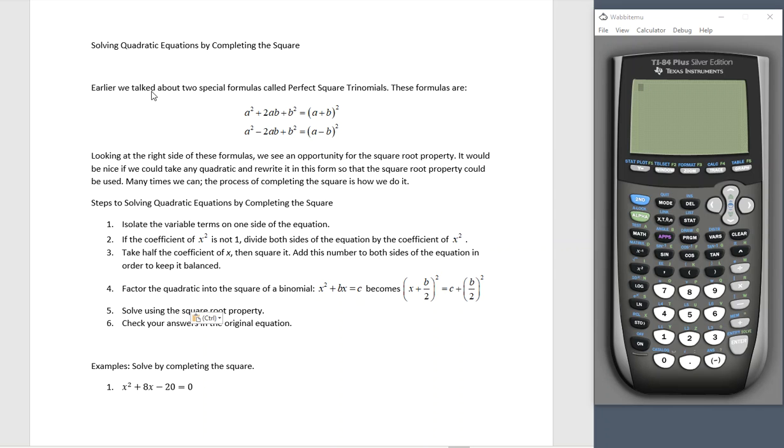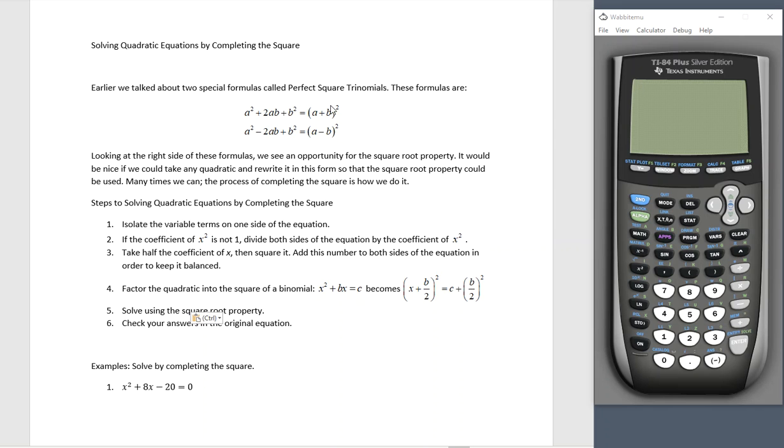So, earlier in this playlist, I talked about two special formulas called perfect square trinomials. The perfect square trinomial formulas are a squared plus 2ab plus b squared equals a plus b all squared, and a squared minus 2ab plus b squared equals a minus b all squared. I believe you can find this in special factoring techniques, so look for that video.